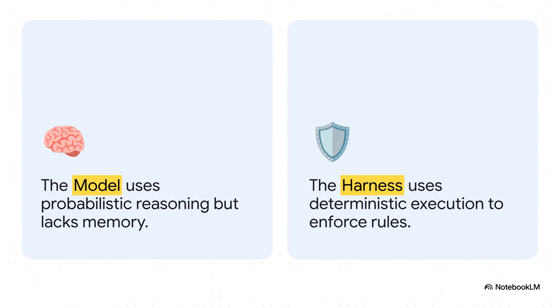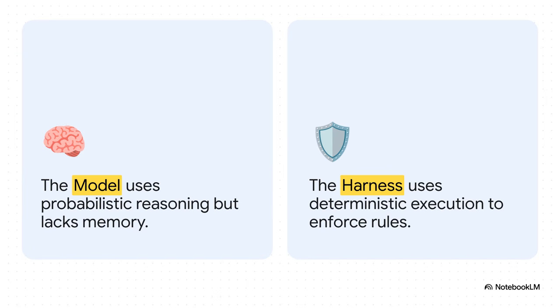Let's compare the two directly. The model is the brain. It relies on probabilistic reasoning, it predicts next actions, but it has no memory and absolutely no hands to interact with the world. The harness is the body. It relies on deterministic execution. It manages the tools, it saves the state of the task, and it enforces strict safety rules.